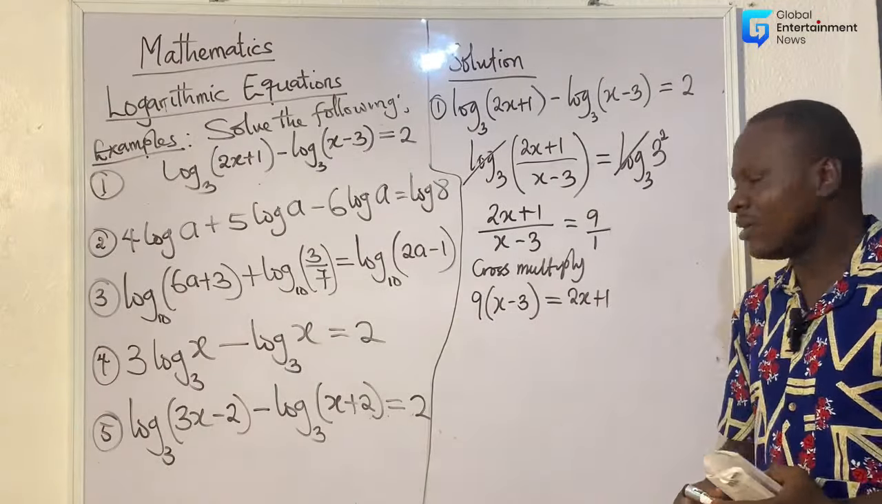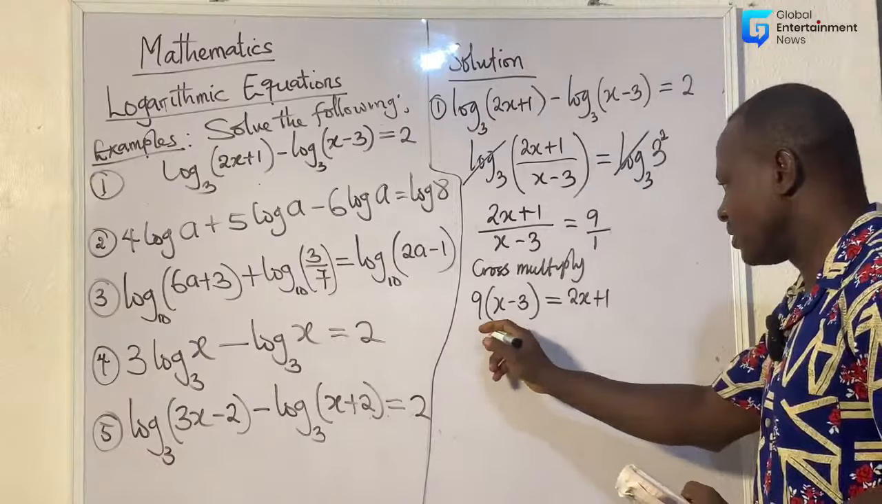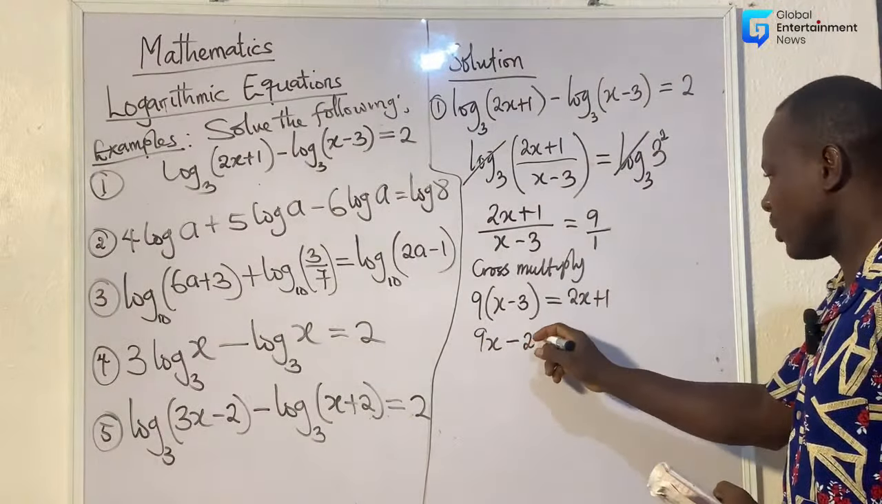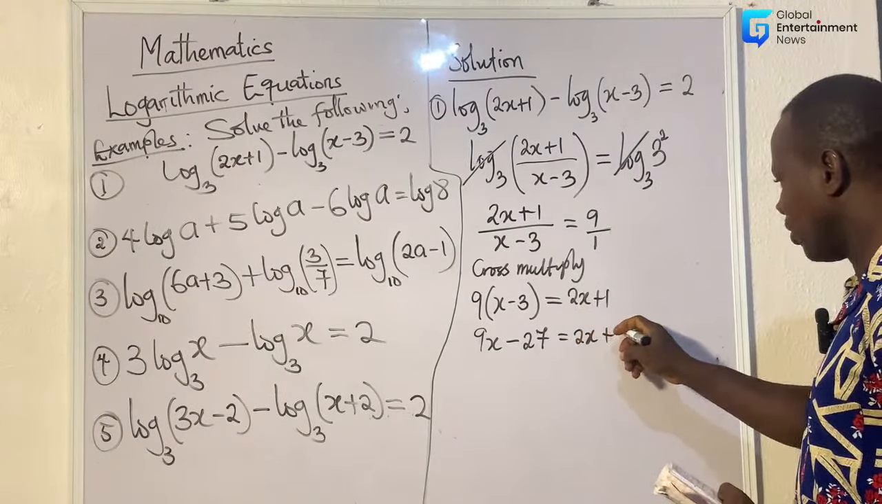So what do I do now? I open the bracket with 9. 9 times x is what? 9x. Minus 9 times 3 is what? 27. Is equal to 2x plus 1.